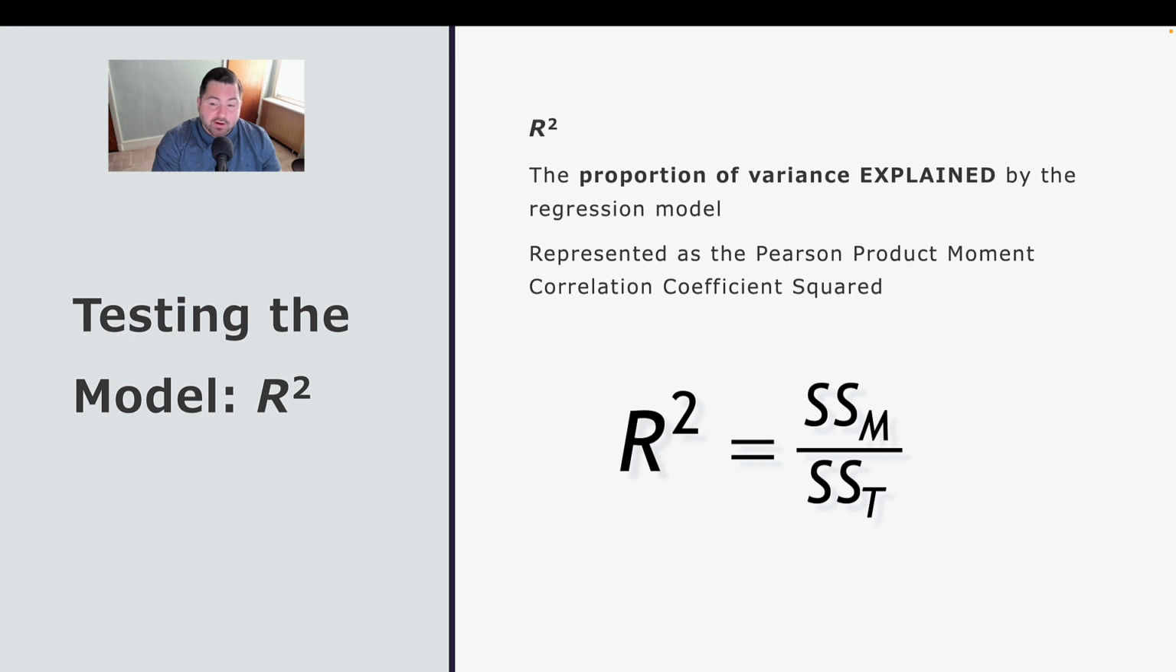R squared is simply going to be calculated by calculating the sum of squares for the model and dividing it by the sum of squares total, which, by the way, if you simply take a Pearson product moment correlation coefficient, Pearson's R, and you multiply it by itself, you will get R squared, which ends up being the exact same thing for bivariate regression.